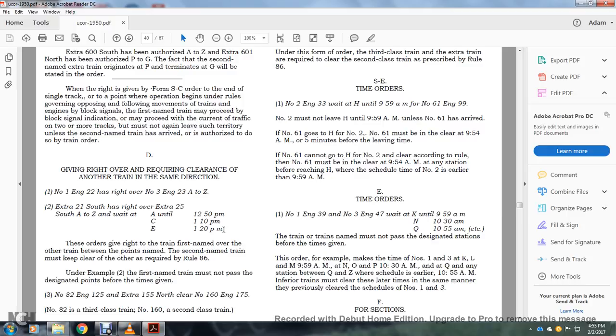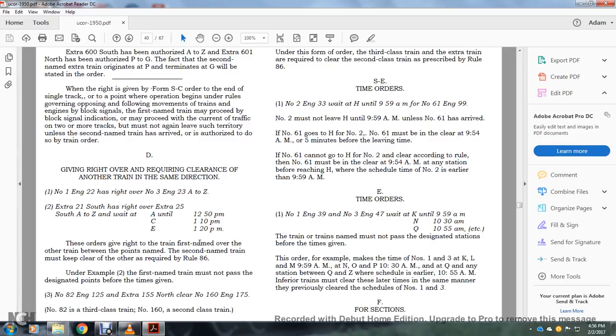Alright, Form D, given the right over another train in the same direction, requiring clearance. Number 1, Engine 22 has the right over number 3, Engine 23, A to Z. Extra 21 South has the right over Extra 25 South, A to Z, and wait at A until 12:50 p.m., C at 1:10 p.m., and E at 1:20 p.m.